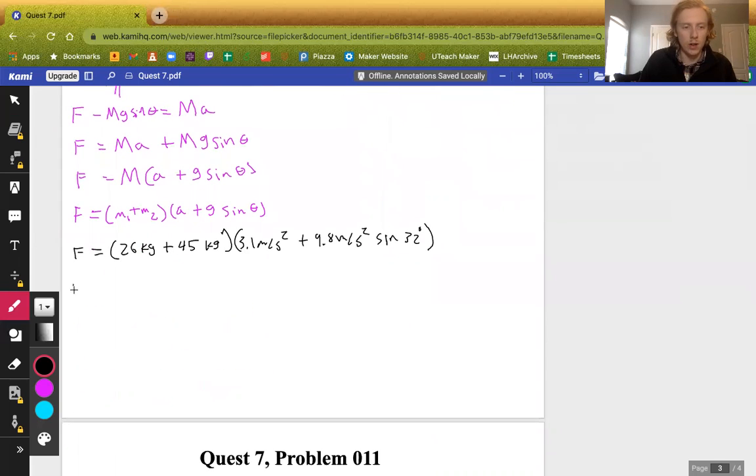So we can plug this into our calculator. And remember, when you're plugging things into a calculator like this, be super careful about parentheses, because it doesn't think. You have to tell it exactly what you need it to do. So we get 26 plus 45 times 3.1 plus 9.8 times the sine of 32. I get that the applied force is 588.8 newtons. And that is my final answer for the applied force.